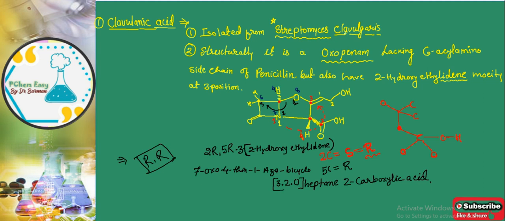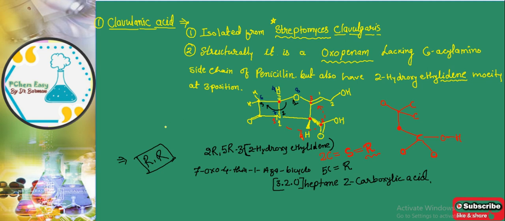When you see clavuligerus, you will understand that it is isolated from it. But in the exam, you will get the question from this part. It can be Streptomyces clavuligerus, Bacillus clavuligerus, or Staphylococcus clavuligerus. So you will have to remember this part: Streptomyces clavuligerus. Second, clavulanic acid is structurally an oxapenam.